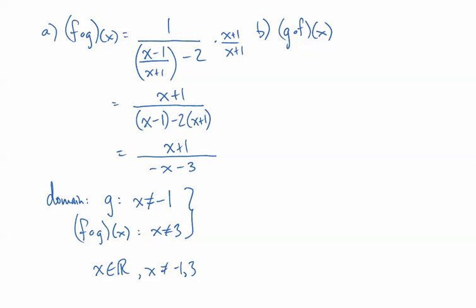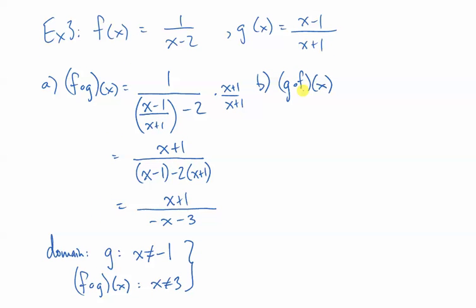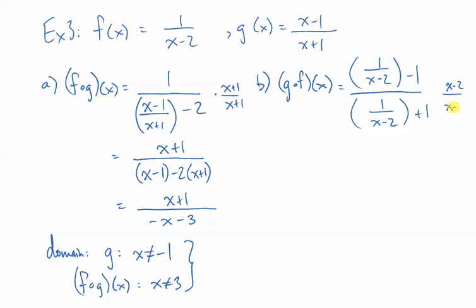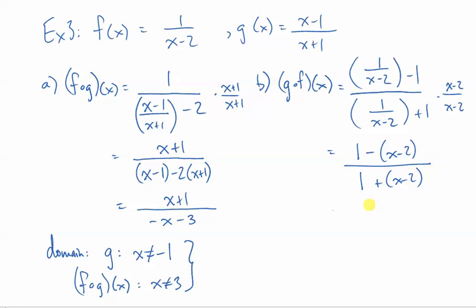Part B, let's go back. Now I want to put the function f into g. Okay, the function g looks like this, and I want to put the function f inside of that, looks like this. I have a common denominator of x minus 2. So, multiplying the numerator, I'm going to get 1 minus and x minus 2. Multiplying the denominator, I'm going to get 1 plus x minus 2. And simplifying gives negative x plus 3 over x minus 1.